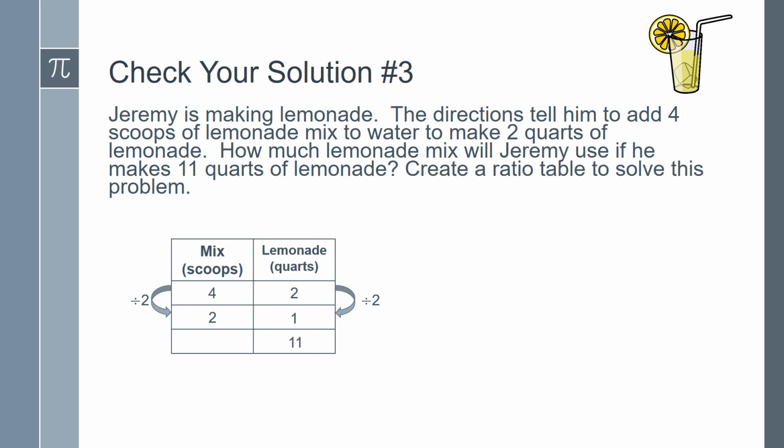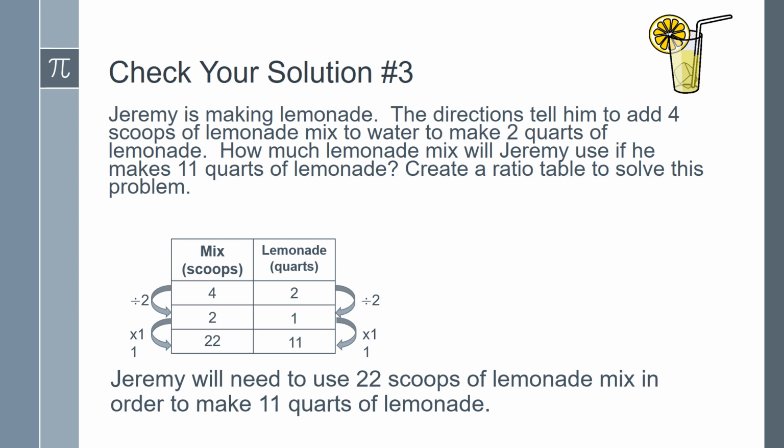Now, to raise ourselves up to 11 quarts of lemonade, we need to multiply both sides by 11. 2 times 11 is 22. So Jeremy will need to use 22 scoops of lemonade mix in order to make 11 quarts of lemonade.